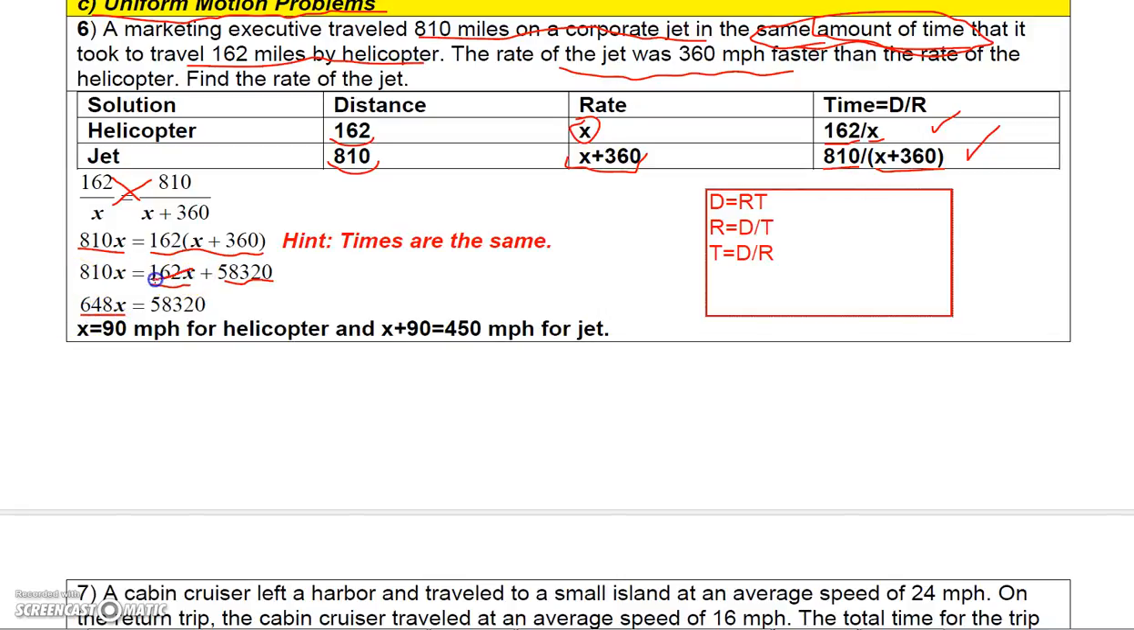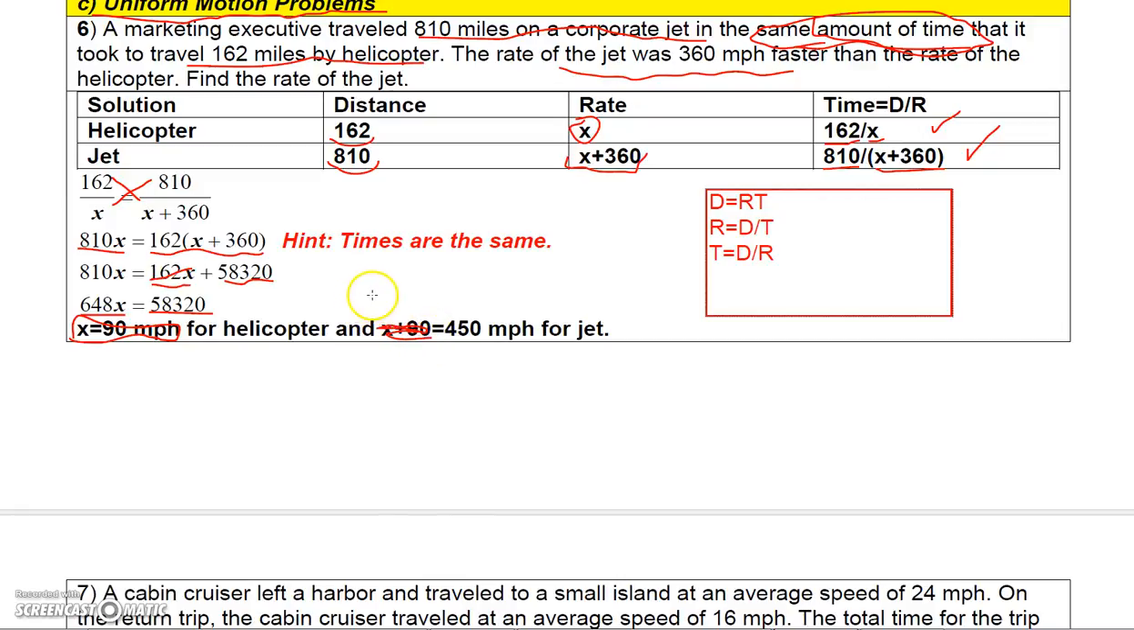And then of course it cancels there, right? And so you get 648x equals 58,320. And then when I divided 648 into 58,320, I actually got x equal 90 miles per hour. But that wasn't what it asked. It asked for the rate of the jet. So I had to get the rate of the jet, I had to add 360 to that. So I add 360 to that. Oh, darn it. That's not what I did, is it?